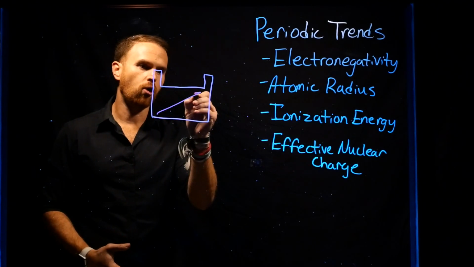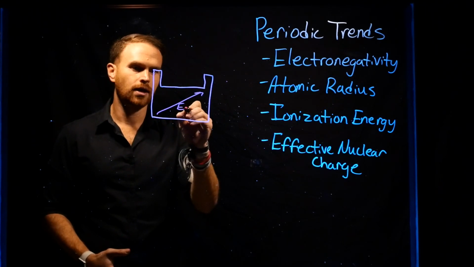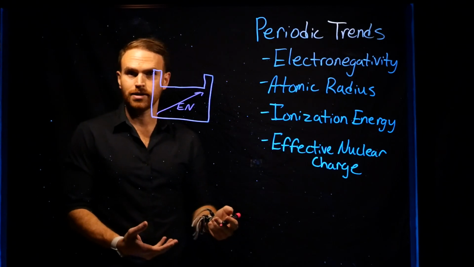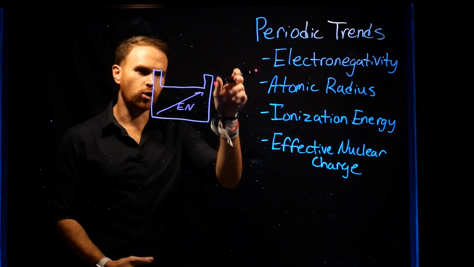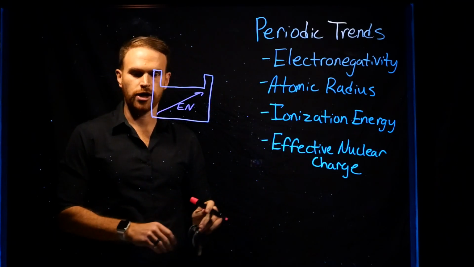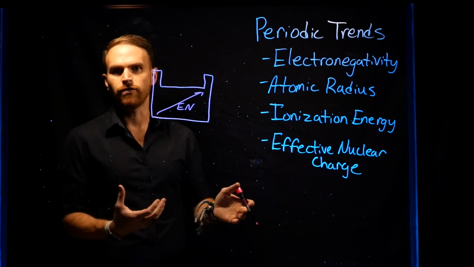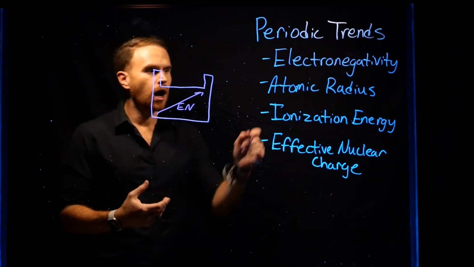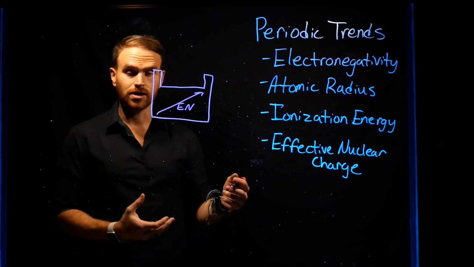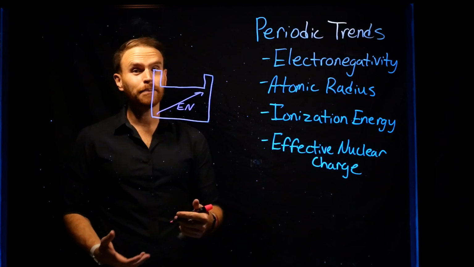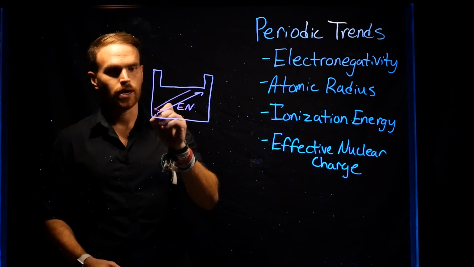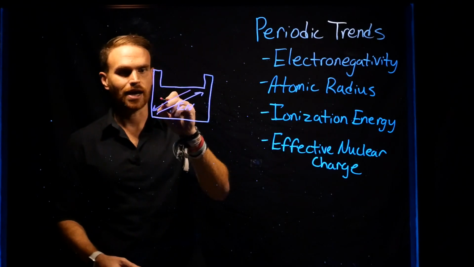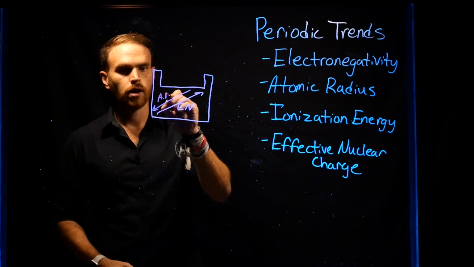Overall, the trend for electronegativity is that as you go up and to the right, you increase in electronegativity. Oftentimes the noble gases are omitted from consideration because they already have a full valence shell of electrons. Another one of those periodic trends, and in fact one of the only ones that goes in the opposite direction, is atomic radius, which increases as you go down and to the left.